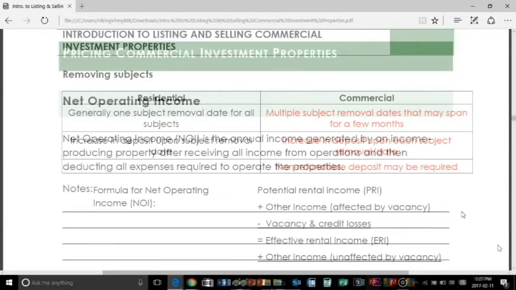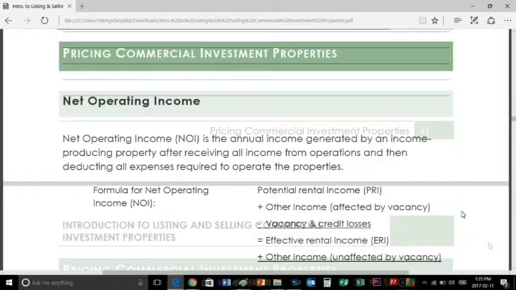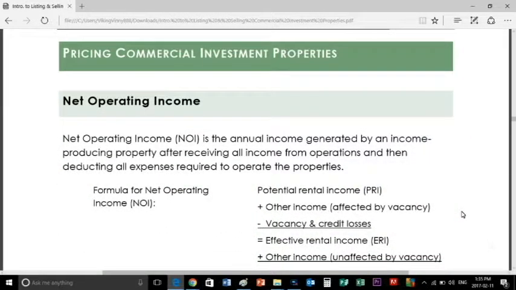Net operating income. This is from Pricing Commercial Investment Properties. Net operating income, NOI, is the annual income generated by an income-producing property after receiving all income from operations and then deducting all expenses required to operate the property.